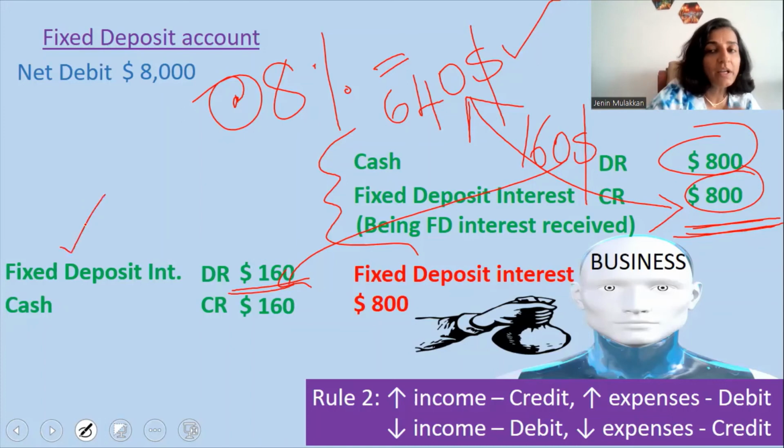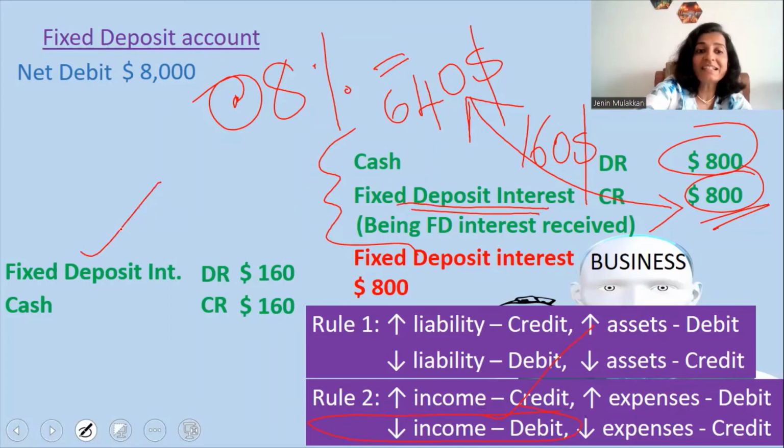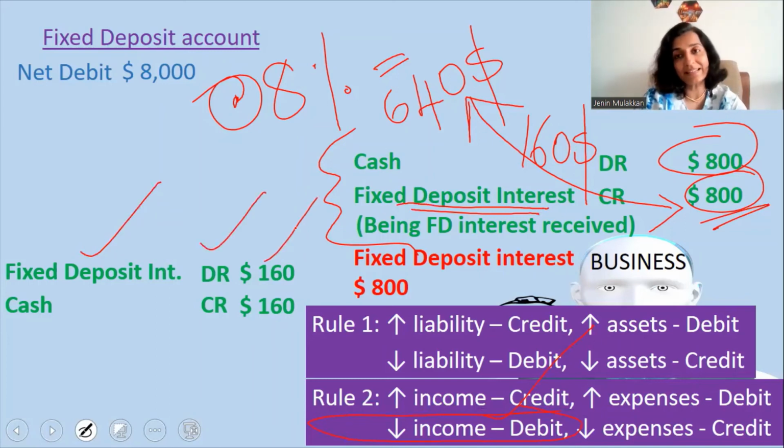And if you see this entry, going by the rules of debit and credit, according to rule number 2, any decrease in income has to be debited. Right now, the income, that's the FD interest account, is shown at an increased amount of $800. But actually, it is not that amount. So we have to reduce that income. Any decrease in income has to be debited, right? So that is why fixed deposit interest has been debited with $160.